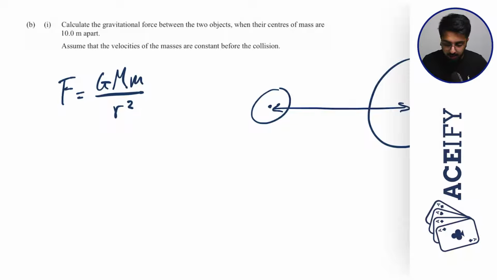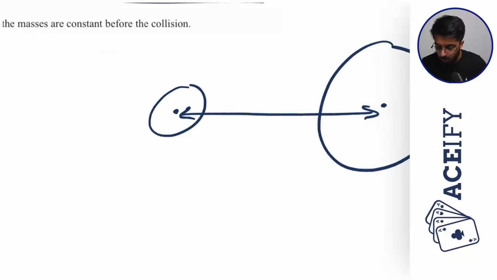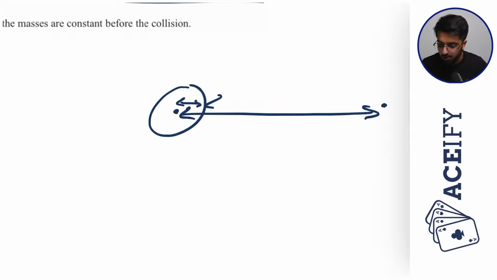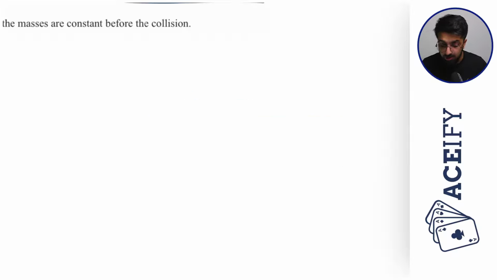Now in this case, we are given the distance between the center of masses, however there are some questions where it only gives you the distance between the two surfaces of the masses, and we need to add the radius of each mass onto our distance, okay? That's just to be wary of. But in this case, we don't have to worry about that because we are given the distance between the two center of masses, okay?